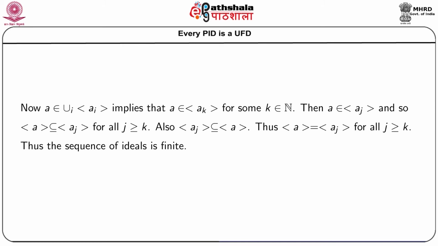Also, the ideal generated by A being the union of all ideals of the form ideal generated by Aj, we have the ideal generated by Aj is a subset of the ideal generated by A. Thus, the ideal generated by A is equal to the ideal generated by Aj for all j greater than or equal to k. Thus, the chain of ideals we consider is finite.